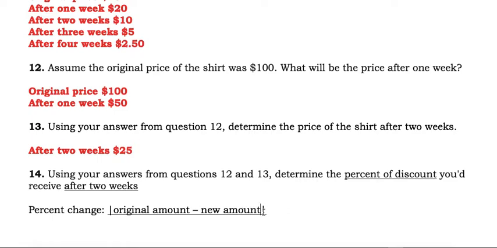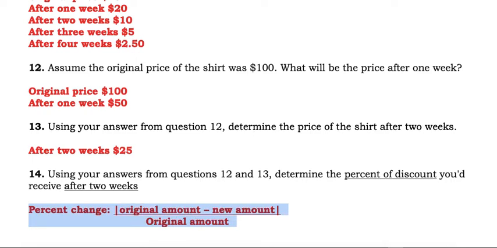Remember, we're calculating the absolute value. That's what these bars tell us because we want a positive number because we just want to determine what's the distance between these two values. And then we divide it by the original amount. So in this case, our original amount was $100 because that's what the price of the shirt was before any time passed. If we're determining the discount after 2 weeks, our new amount is going to be the price after 2 weeks, which was $25.